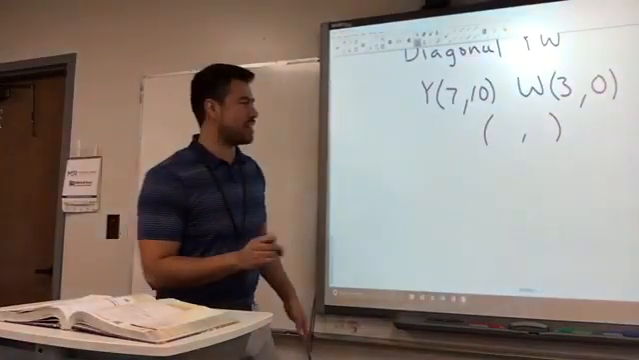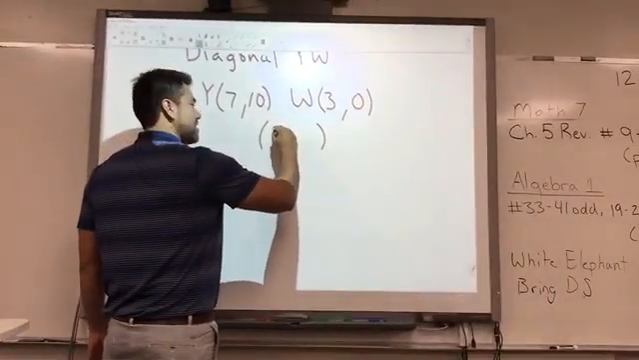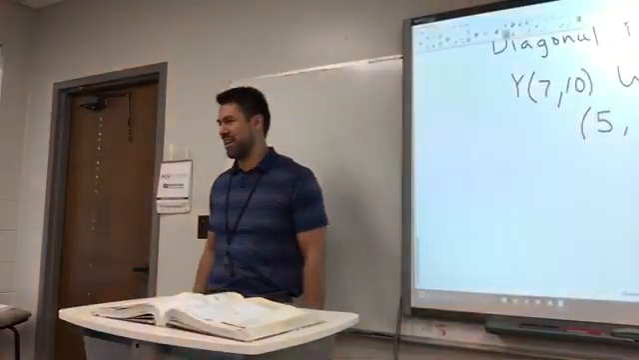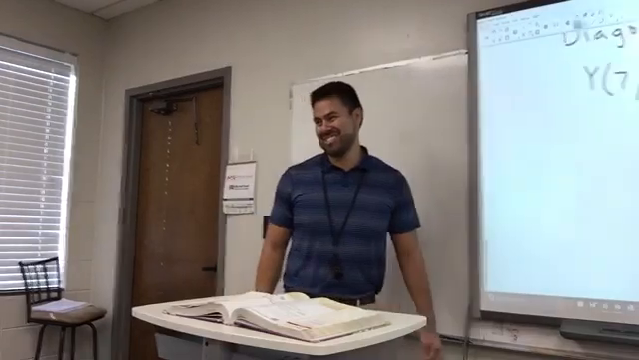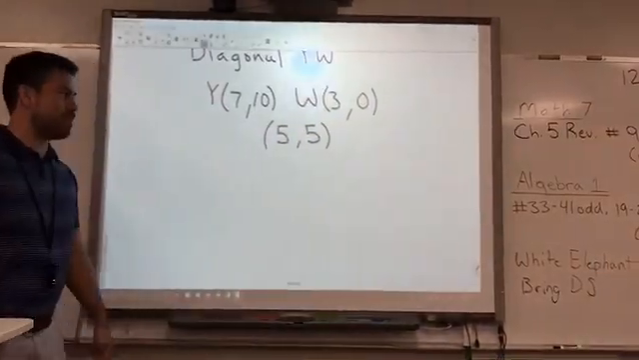Okay, Jack, what's your X coordinate? It is 5. X coordinate is 5. What's your Y coordinate? 5. Alex. 5. All right. Oh, whoa. They have the same midpoint.